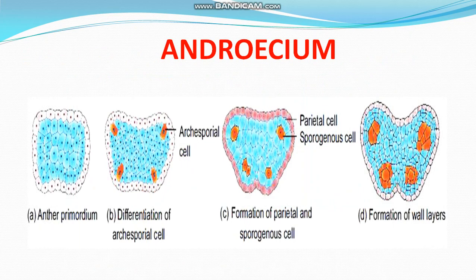So, androecium consists of stamens. The stamen consists of mainly two parts. The stalk is known as the filament, and the tip of the stalk is the anther, which contains pollen grains. The pollen grain is known as the male reproductive part or male gamete.